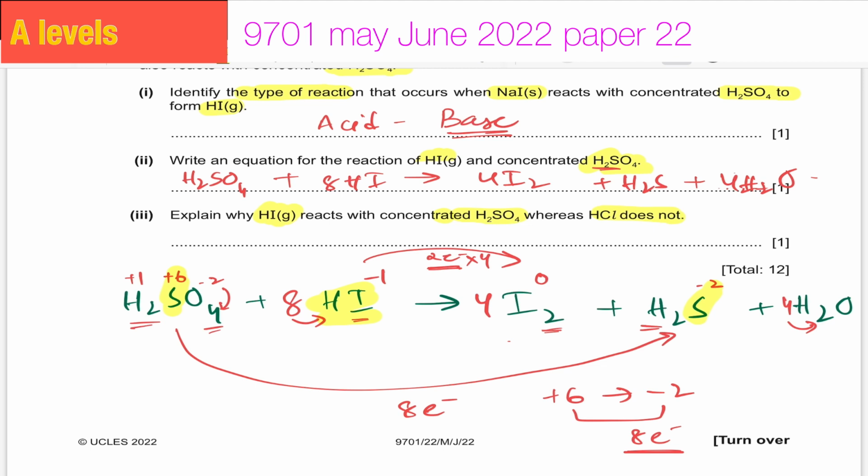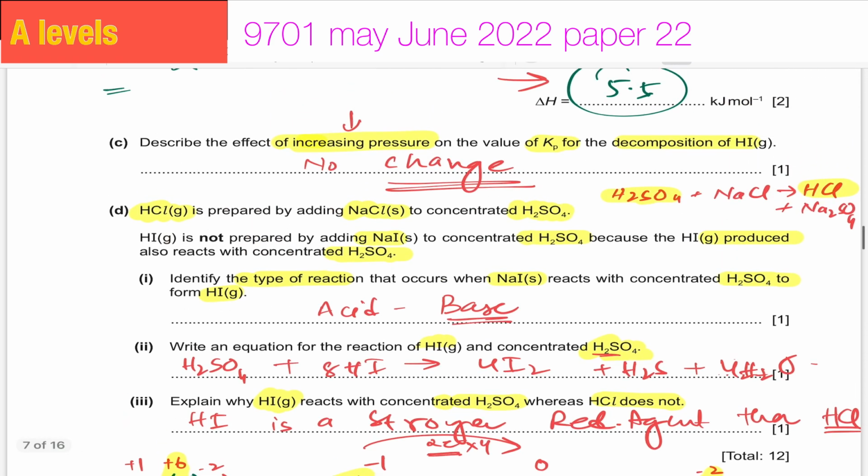So that means HI is a stronger reducing agent. HCl cannot reduce H2SO4. So the simple answer is that HI is a stronger reducing agent than HCl. Down the group in group 17, the strength as a reducing agent increases and the strength as an oxidizing agent decreases. So this is the last part of this question.